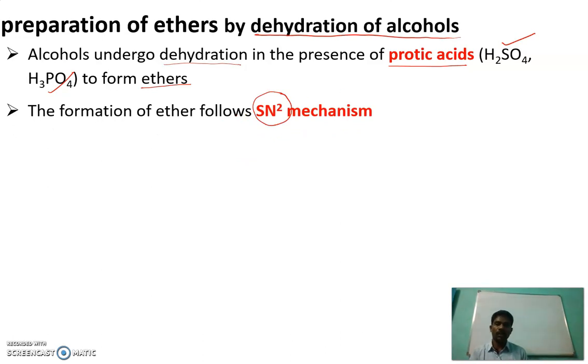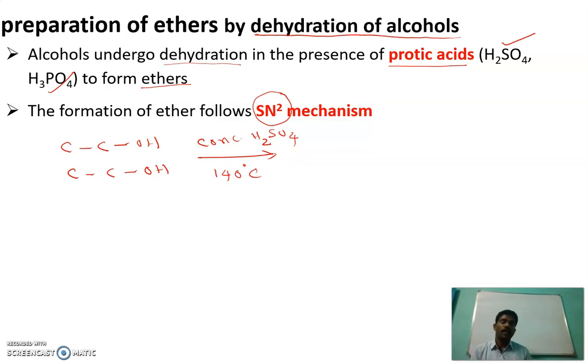Now I'll give an example here. So here 2 molecules of ethyl alcohol, first molecule of ethyl alcohol, second molecule of ethyl alcohol, are heated with concentrated sulfuric acid at a temperature of 140 degrees centigrade. And this is a temperature sensitive reaction. So upon heating 2 molecules of alcohol with sulfuric acid at 140 degrees centigrade, intermolecular dehydration takes place to form diethyl ether as a product.